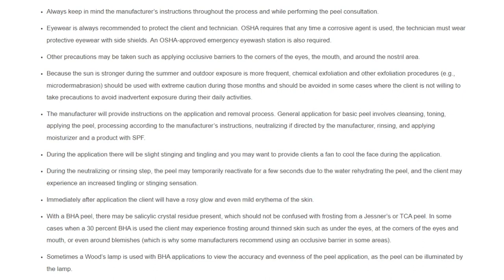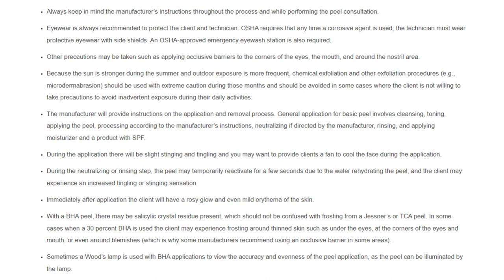The manufacturer will provide instructions on the application and removal process. General application for a basic peel involves cleansing, toning, applying the peel, processing according to the manufacturer's instructions, neutralizing if directed by the manufacturer, rinsing, and applying moisturizer and a product with SPF. During the application there will be slight stinging and tingling, and you may want to provide clients a fan to cool the face during the application.